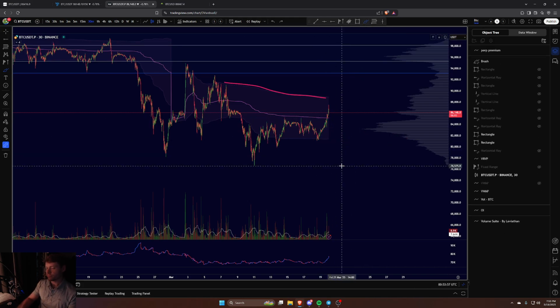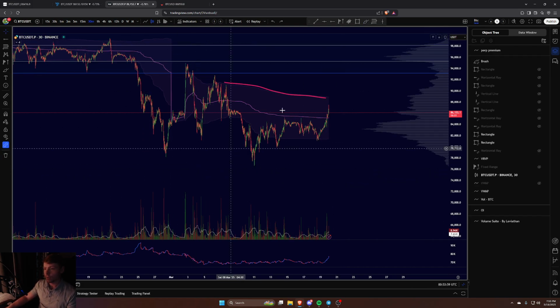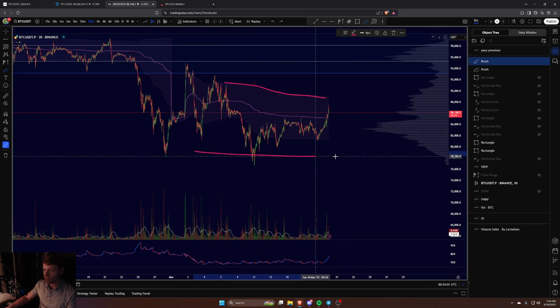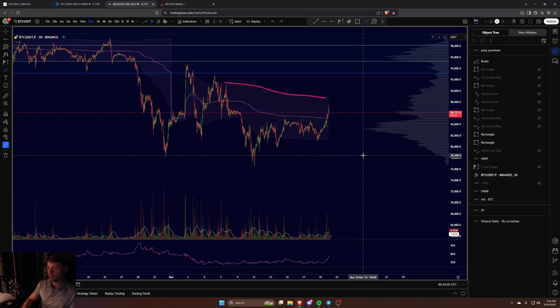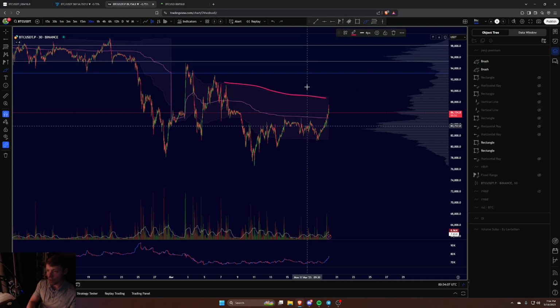So that's another tool I'll use. The context in this one: the VWAP is sloped flat, so I know it's going to be good for the edges of value.